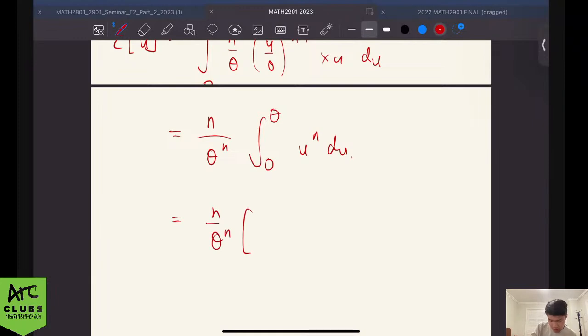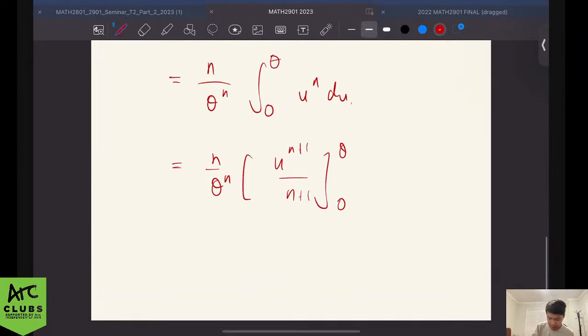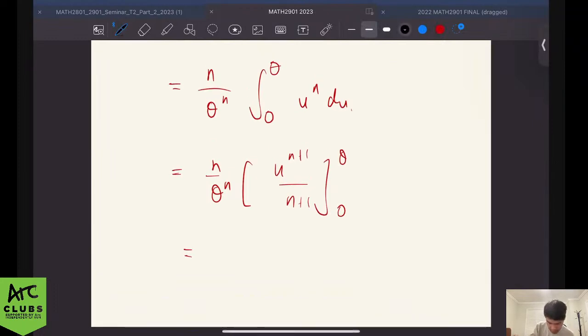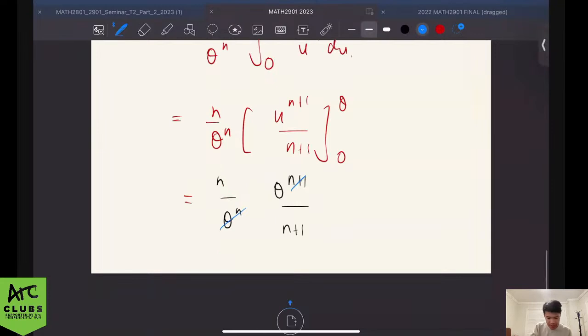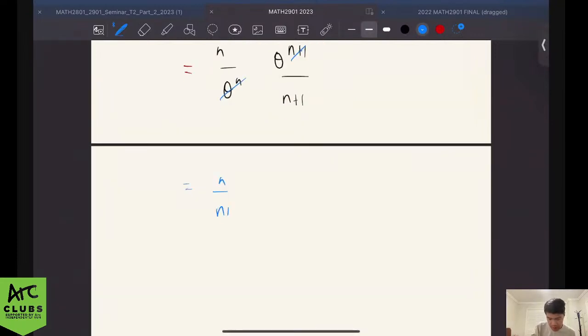That turns into u to the power of n plus 1. And you can imagine you substitute that in, you get this. Yeah, it looks a lot like a u. You can see the issue, right? A bunch of cancelling out, and you get n on n plus 1 times theta.